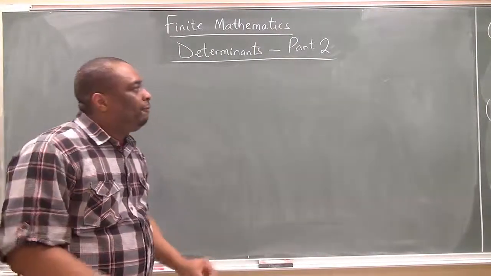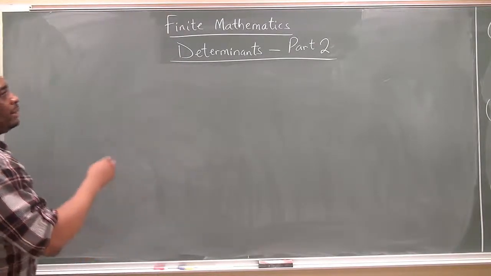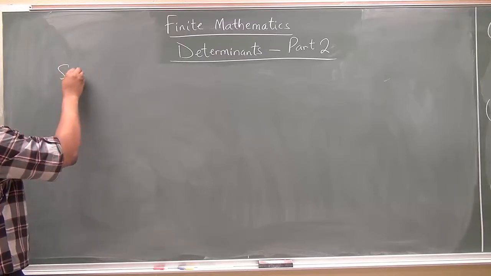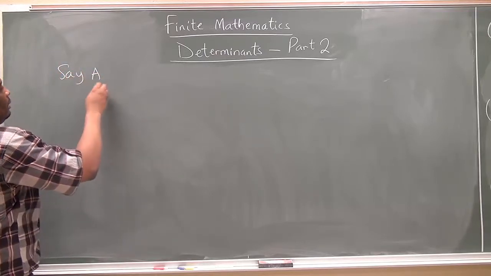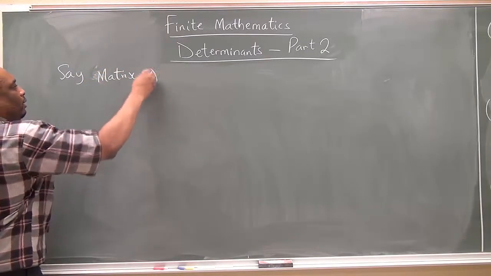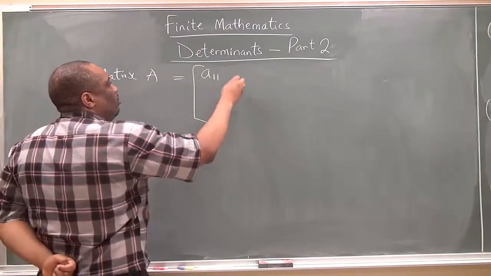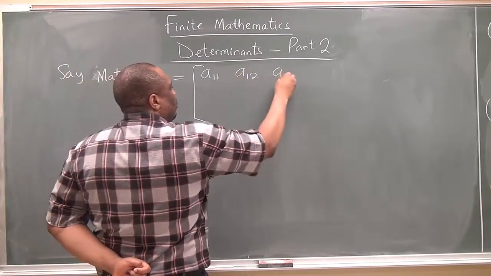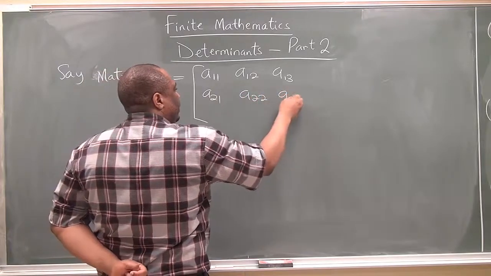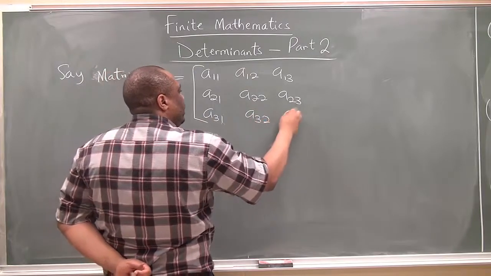So if we can continue from where we stopped, assuming matrix A is a 3x3 matrix, the elements are A11, A12, A13, A21, A22, A23 by row, A31, A32, A33.